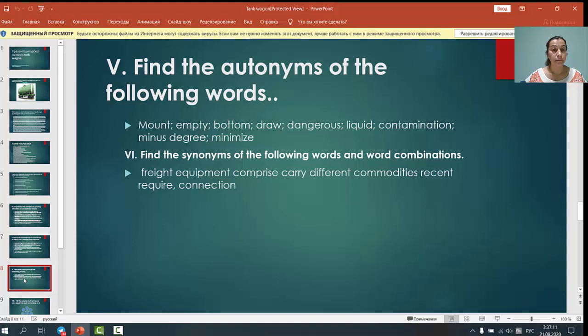And the sixth task is: find the synonyms of the following words and word combinations.